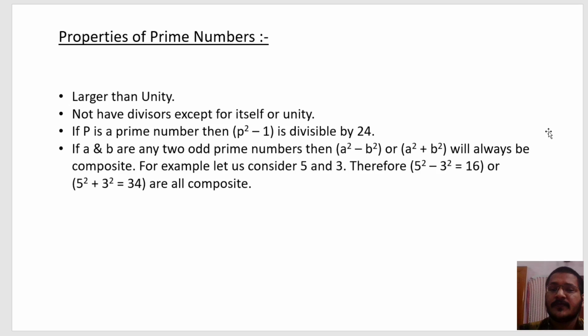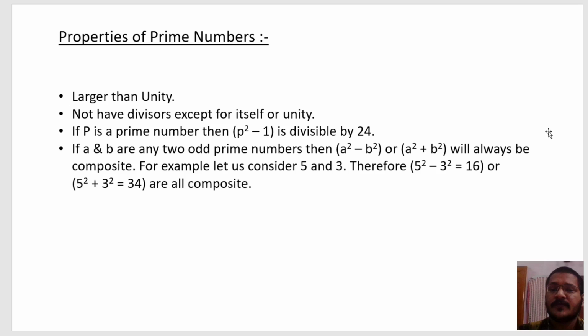Let us consider an example as I have shown here. Let us consider two odd prime numbers, 5 and 3. If we subtract the squares of these two prime numbers, that gives me 16. And obviously 16 is a composite number, since 2 to the power 4 gives us 16, or 4 square gives us 16. On the other hand, if we add them, 5 square plus 3 square gives us 34. So this is a composite number.